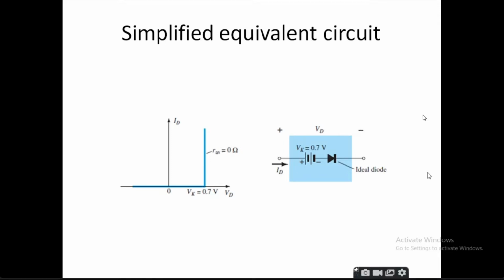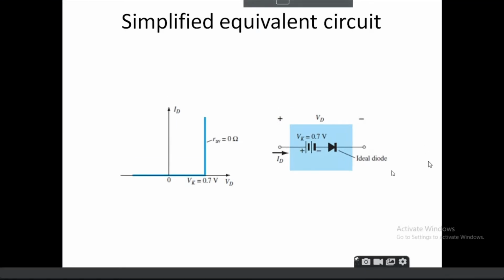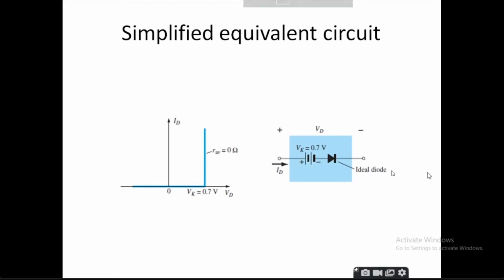You say that the current is on, that's it. Just like you turn on the bulb in your room: when the switch is off, there is no light in the room. When the switch is on, your bulb is glowing. At that time you don't worry how much current is flowing through the bulb. So that's what we are saying, that whenever we are looking at an ideal diode, this is how it will look.